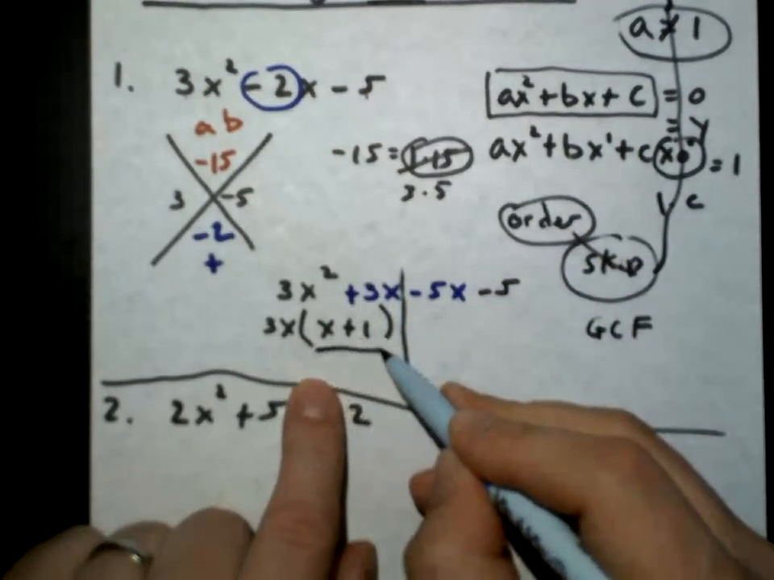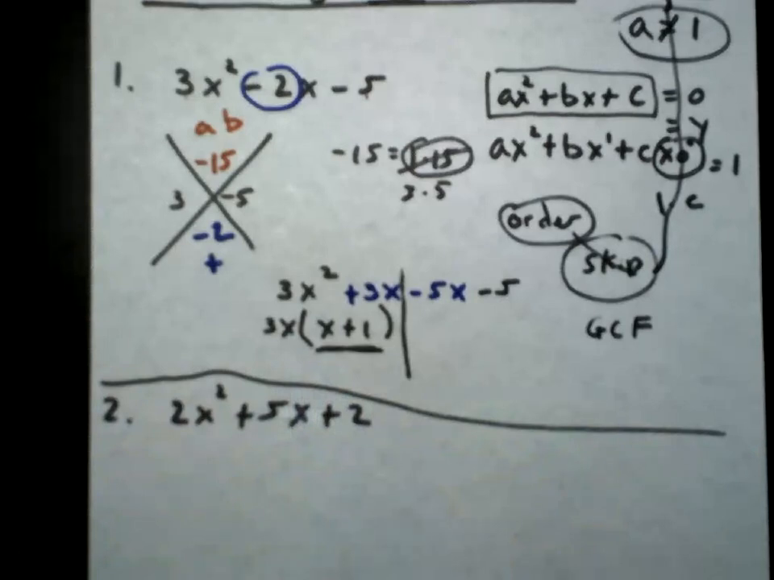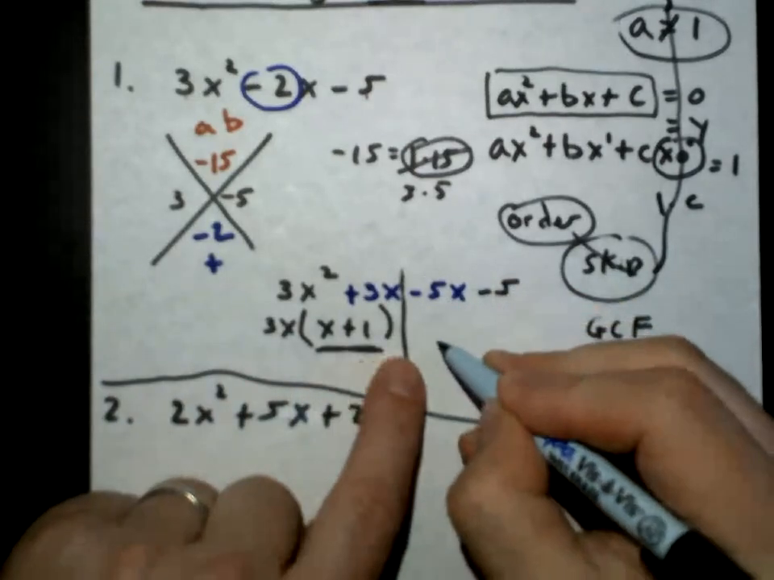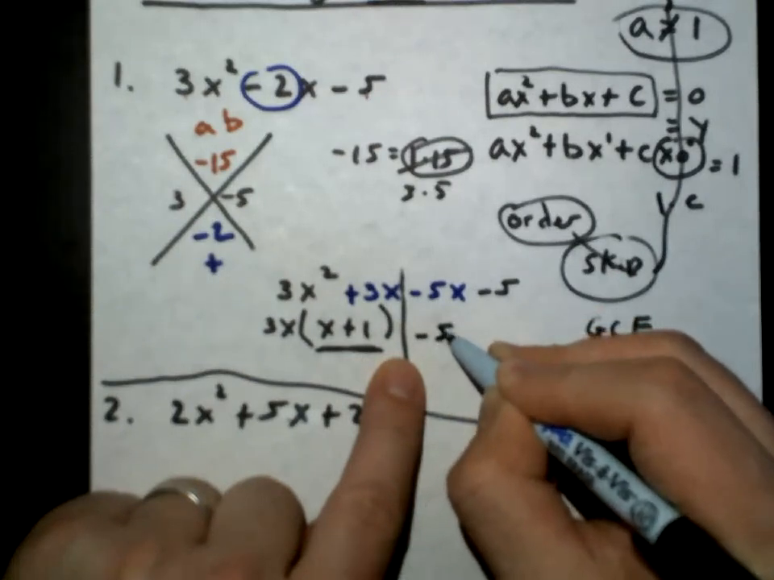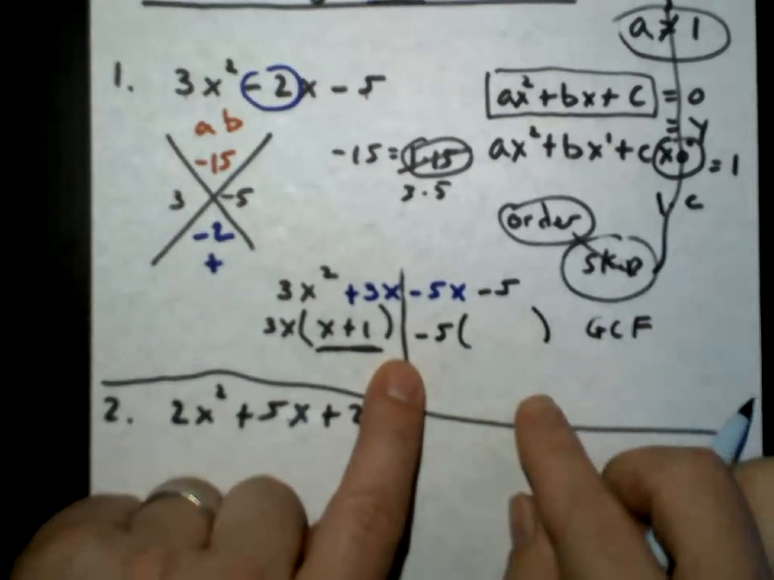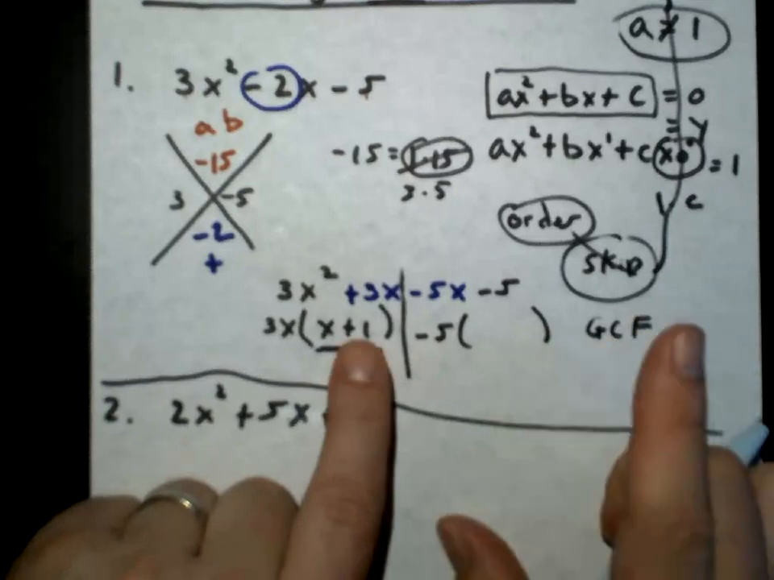I have to make sure I get it just like this. It has to be the same. So what I'm going to do to get this to be the same, I hope that you're going to see this. I'm going to go ahead and take out a -5. If you don't see how I did this, just watch.